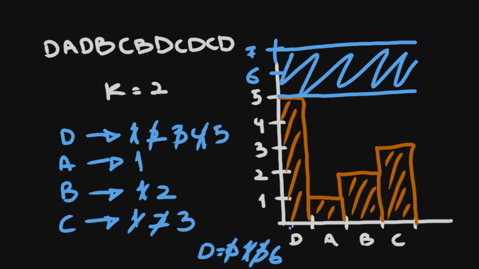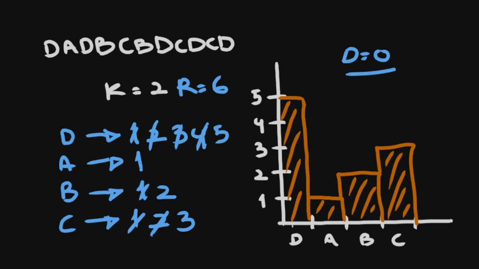So when we take D as a candidate, we need to remove 6 characters to make this case special. So our result right now is 6. But we need to return the minimum amount of characters. So we will take every one of these characters as candidates and we will check the same.